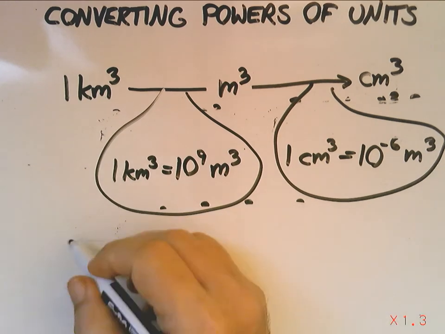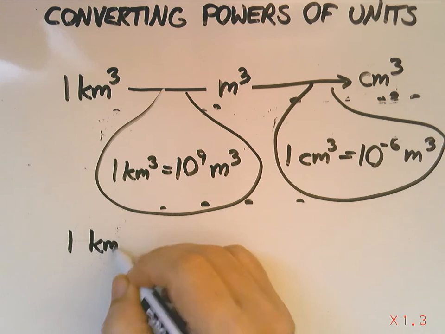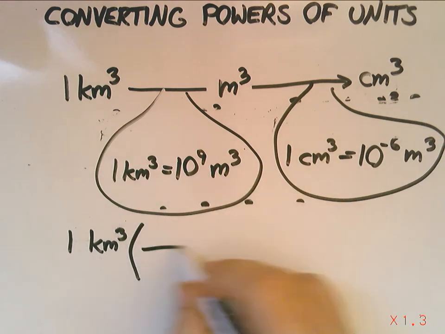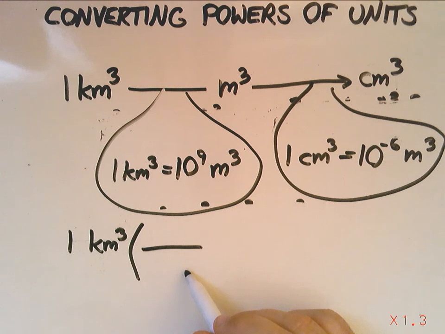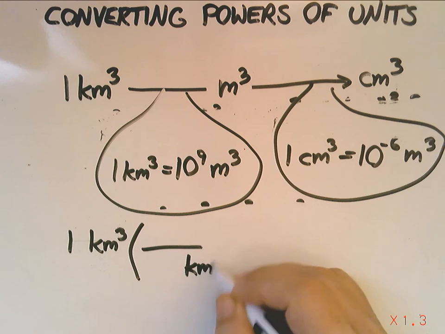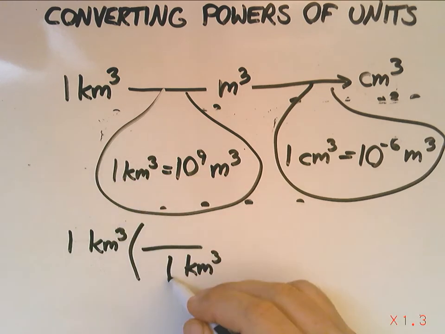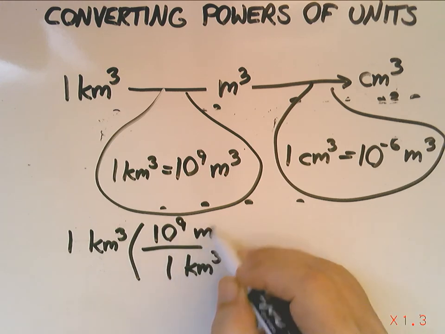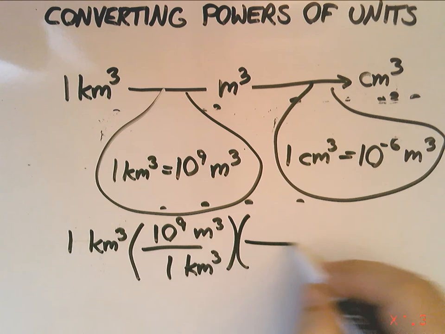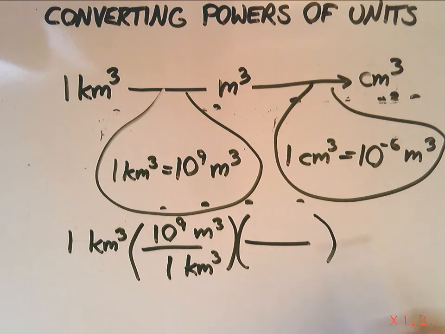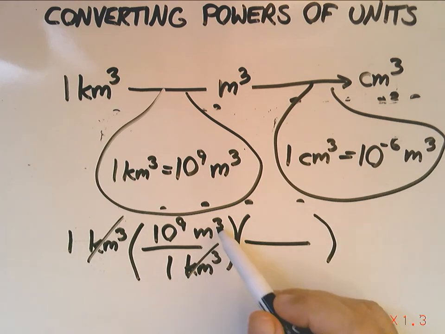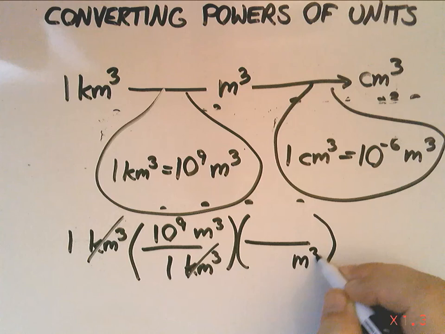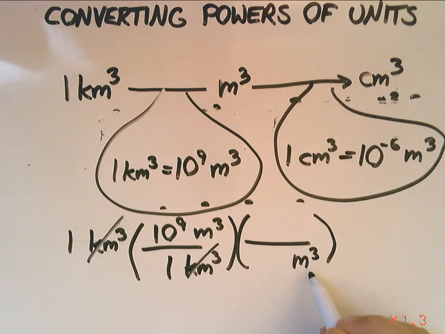Let's do the calculation. I need to turn this into a conversion factor. What should go on the bottom? Well, I'm trying to get rid of kilometers cubed, so kilometers cubed better go down there. There's a 1 sitting next to that. And on the other side of the conversion factor, there has to be 10 to the 9 meters cubed. Now I have another conversion factor to write down. I've canceled out the kilometers cubed. I've got meters cubed left, and I want to cancel that too, so I know that meters cubed has got to go on the bottom of this.